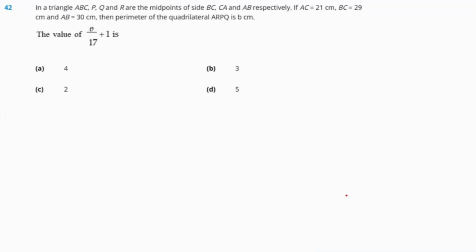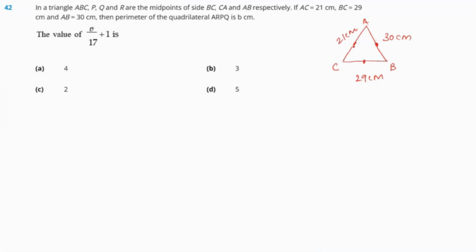Okay, so for this, in a triangle ABC, PQR are the midpoints of the sides. If we are going to draw the triangle here, like this is gonna be A, B, and C. So P is the midpoint of BC, Q is the midpoint of CA, and R is the midpoint of AB. Okay, and AC is already given to us, which is 21 centimeter, BC is 29 centimeter, and AB is 30 centimeter. Then the perimeter of the quadrilateral ARPQ.